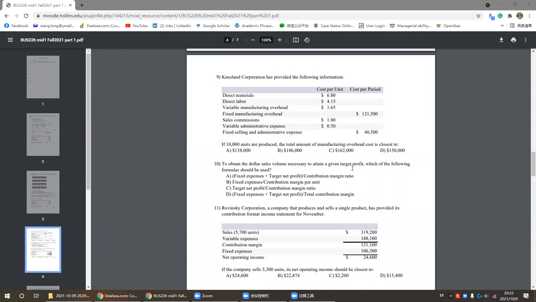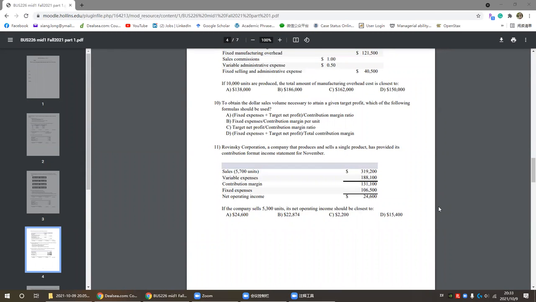Question 10 asks you to obtain the dollar sales volume, not the quantity sales volume, for a given target price. Which of the following formulas should be used? This is just a basic definition question. We use our fixed cost plus our target net profit, divided by the contribution margin ratio. The answer will be A. If it's asking for the quantity, then we need to choose answer D. So on your exam, make sure you read the question very carefully. So that's question 10.